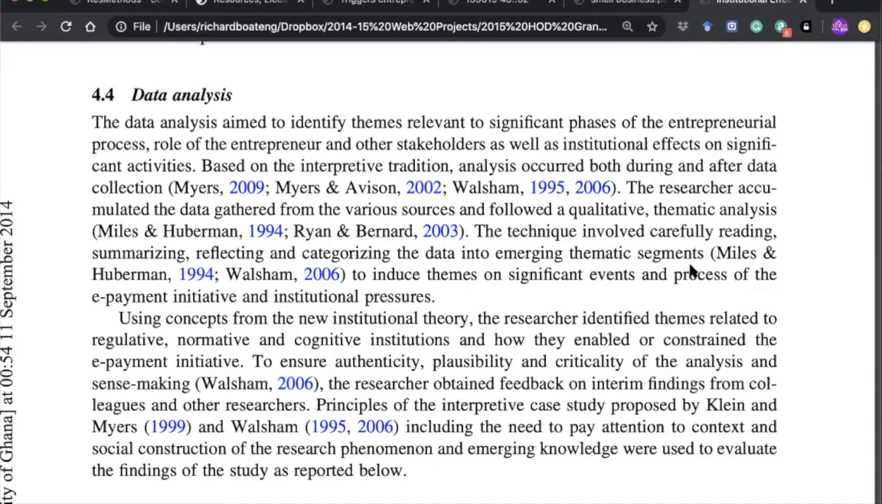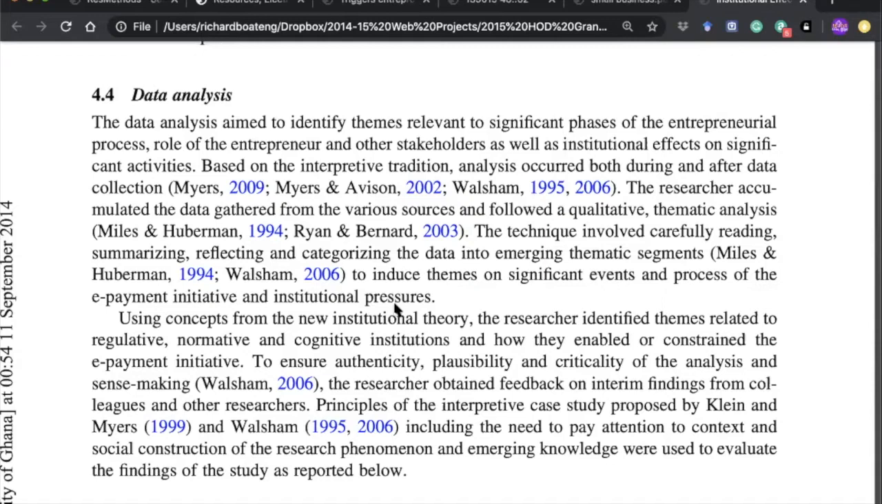Then he mentioned the reference to themes on significant events, processes of the e-payment initiative and institutional processes. So what you are trying to see here is that the first thing he had to do was to develop the themes from the data. He used key milestones, or significant events, in the data to link to the themes. Then, using concepts from institutional theory, the researcher identified themes related to regulative, normative, and cognitive institutions and how they enabled and constrained the implementation.